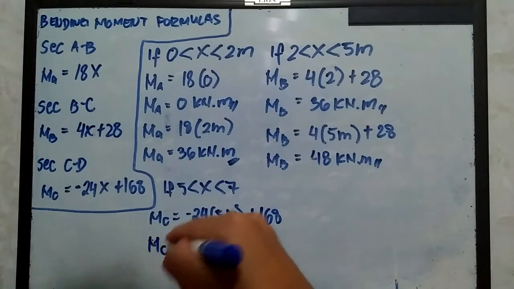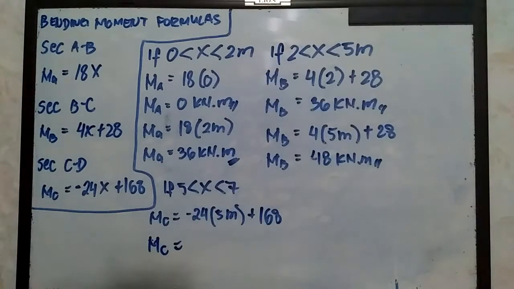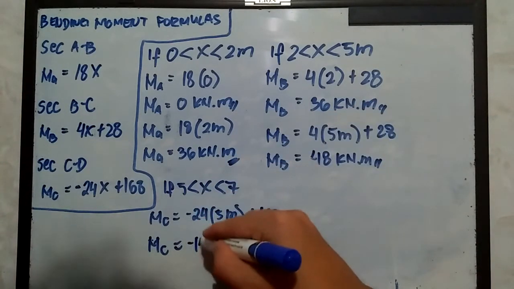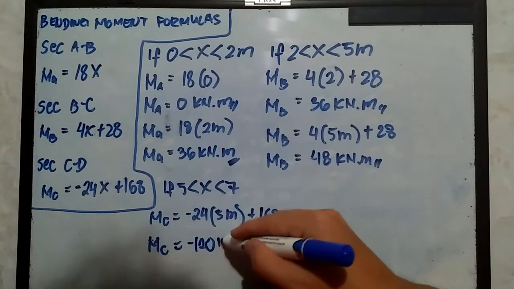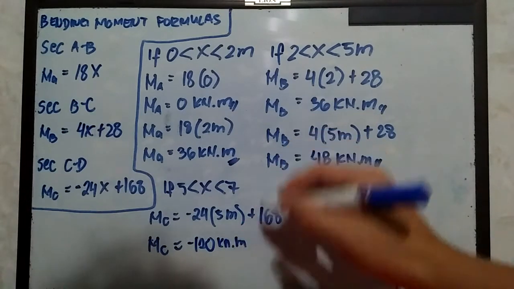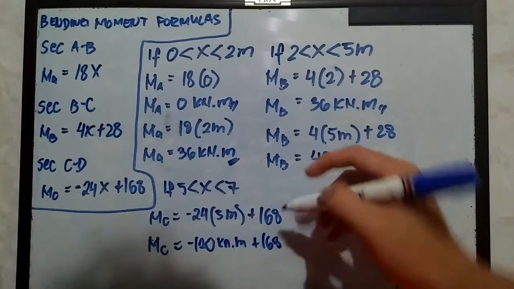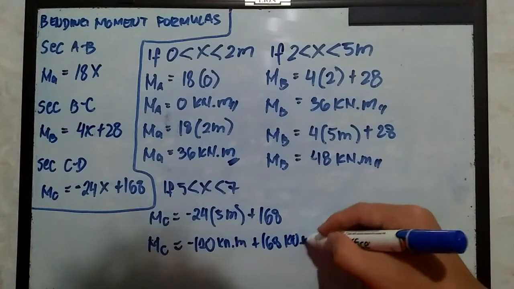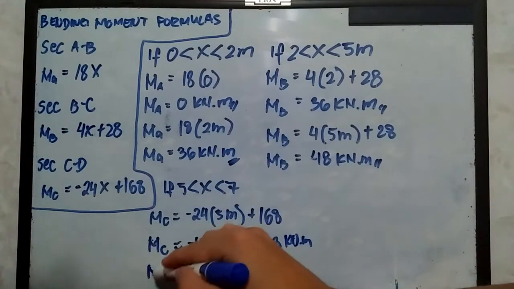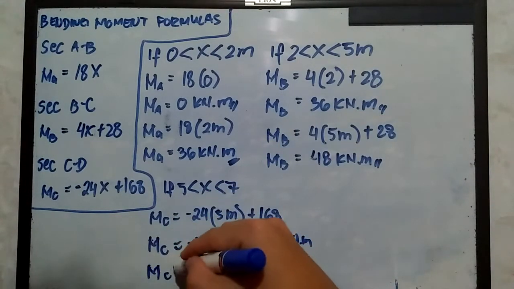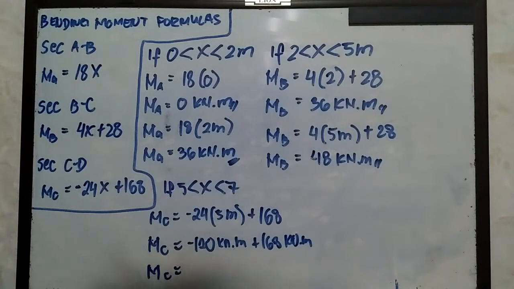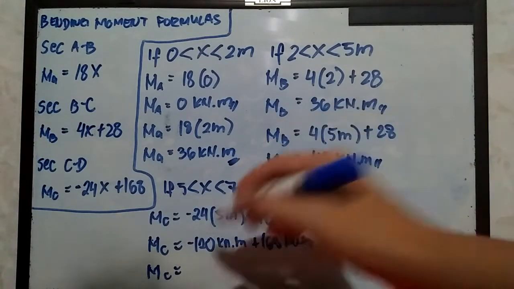So M sub C is equal to, what is 24 multiplied by 5, that is negative 120. Okay, negative 120, the unit is kilonewton meter, plus 168 kilonewton meter. Then M sub C at x equal to 5 is equivalent to 48 kilonewton meter.